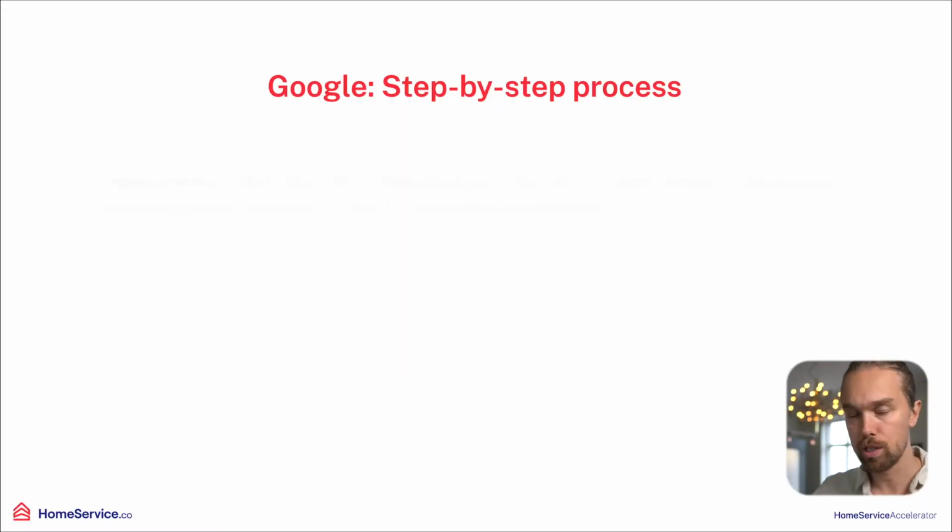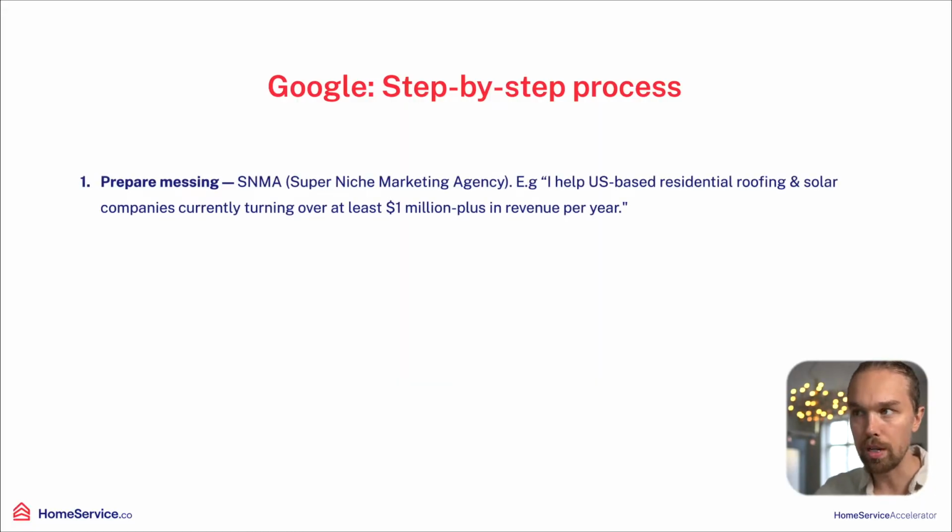On this channel, we talk a lot about an SMMA, right? A super niche marketing agency. You don't want to be a generalist that says we help everybody with everything, but you want to be a specialist that says, for example, like we do, in this case, I help US-based residential roofing and solar companies currently turning over at least $1 million plus per year in revenue. So that is very particular, right? I'm not saying I'm helping everybody with everything. I'm saying I'm helping specifically roofing and solar companies in the US making at least $1 million per year. I could even add that we're doing a specific service here as well, right? That we're only doing Facebook ads.